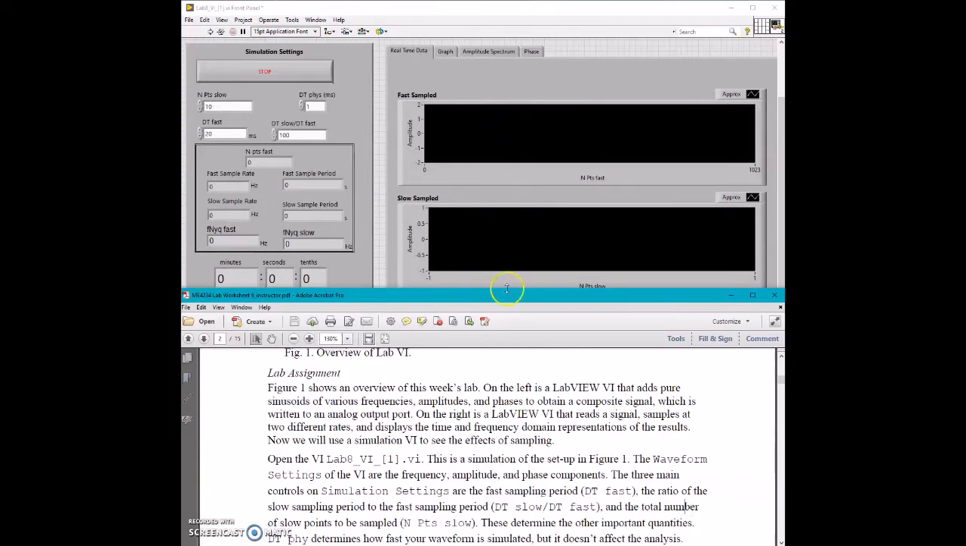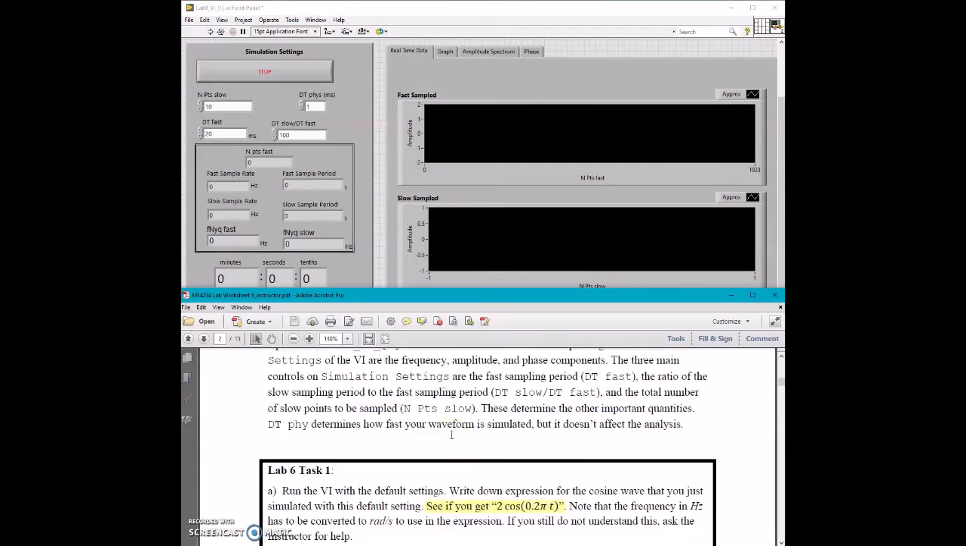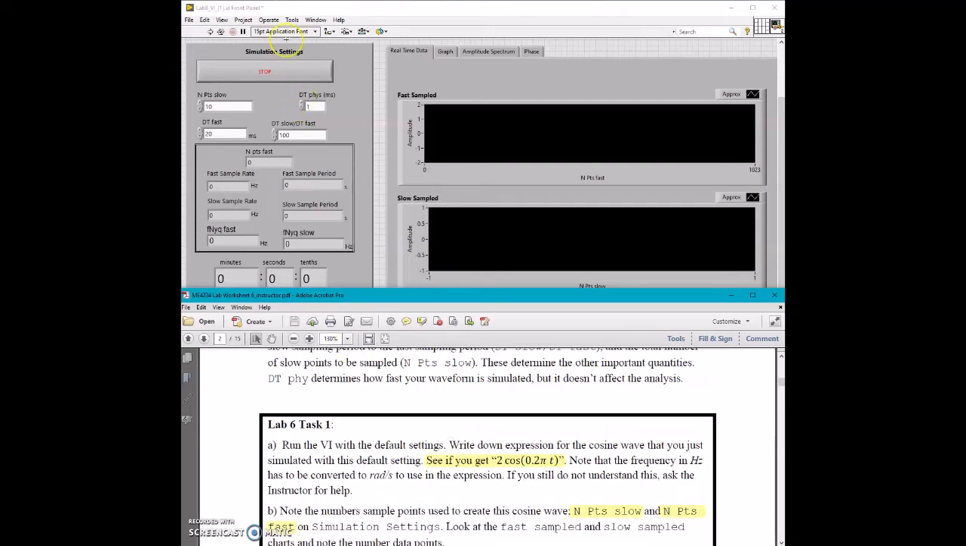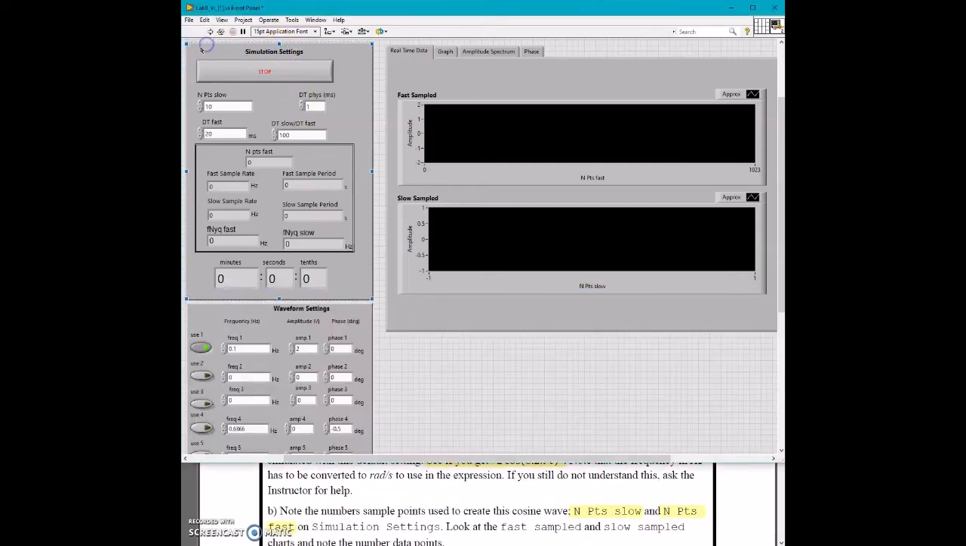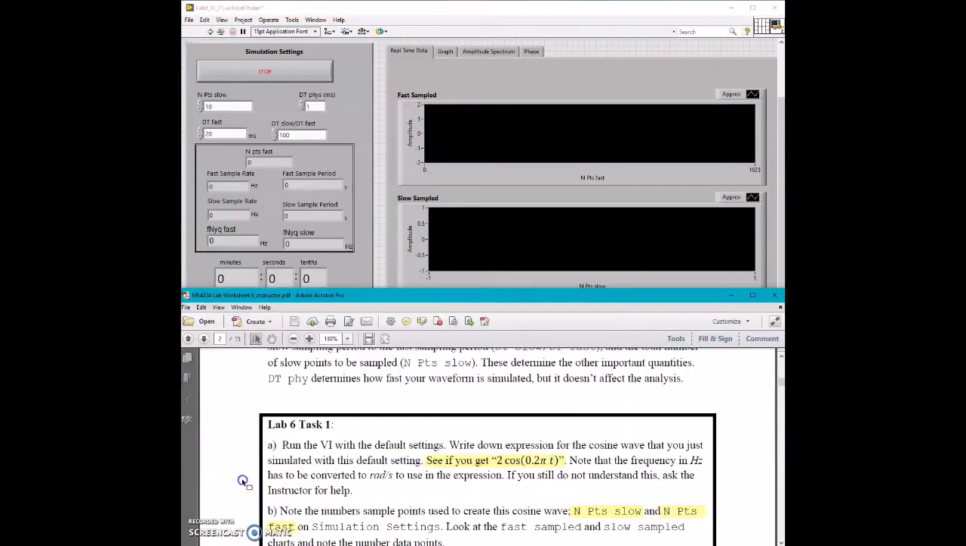Okay, perfect. So now task 1 and task 2 are about understanding the first panel, the simulation settings panel and the waveform settings panel. You have to make yourself understand what this means. When you have a frequency of 0.1 Hertz, amplitude of 2, and phase of 0, what does that mean? It means that you have 2 times, and we decided to go with cosine instead of sine, 2 cosine 0.2 pi t.